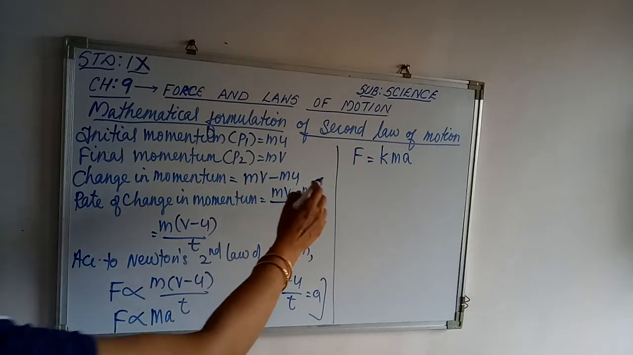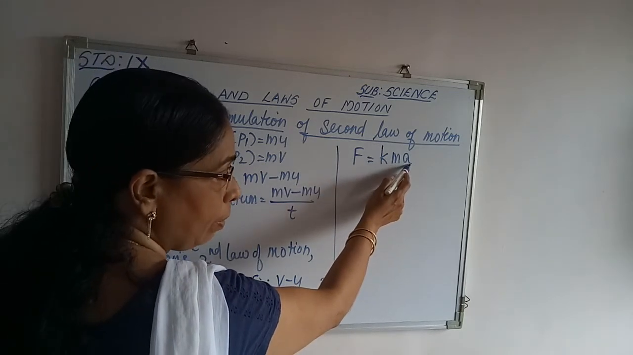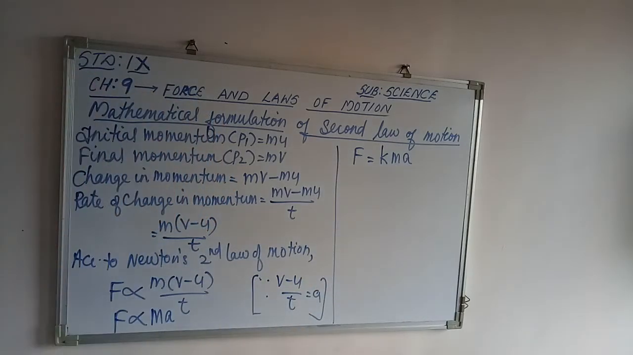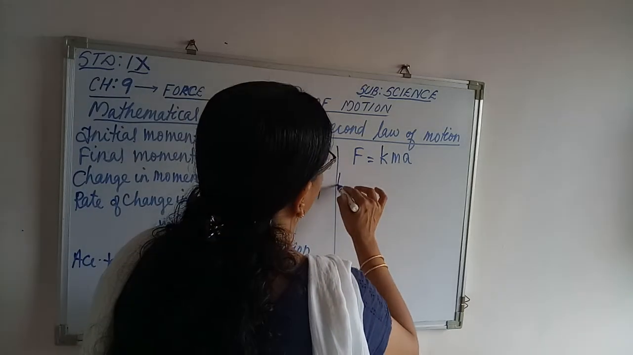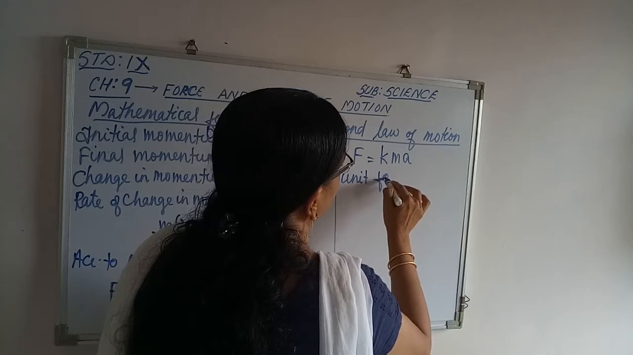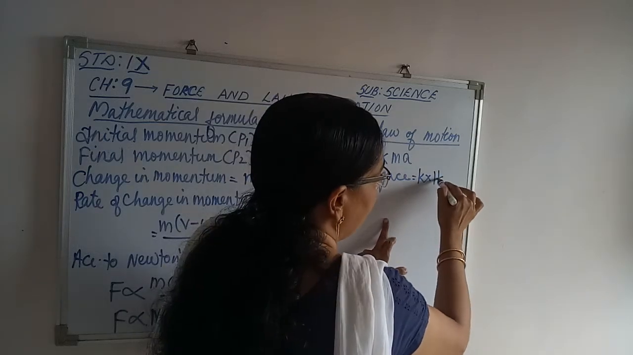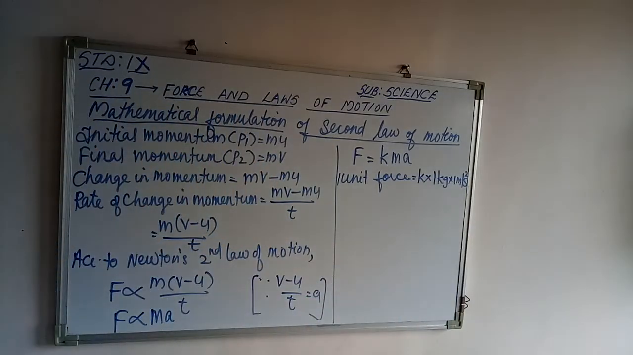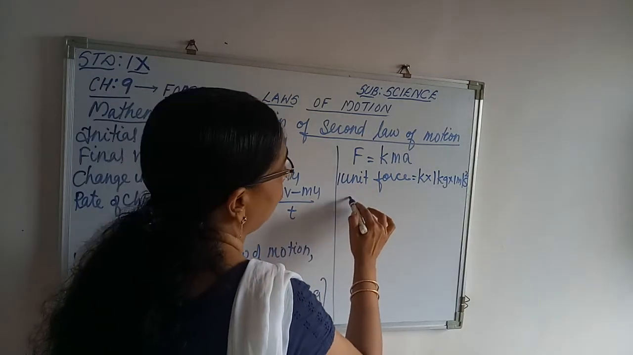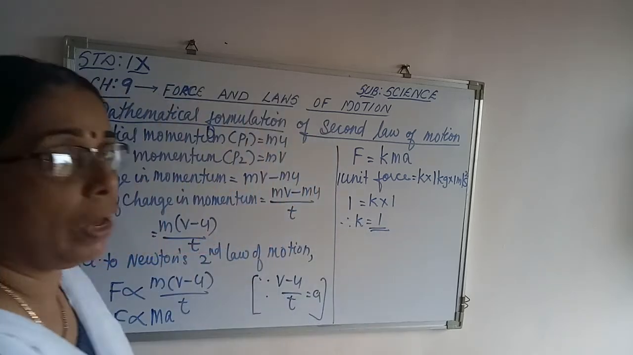So we can define one unit force. It is the force required to produce an acceleration of 1 meter per second square on an object of 1 kilogram mass. So we can write one unit force is k into 1 kilogram multiplied by 1 meter per second square. Then what value will you get for k? That is 1 is equal to k into 1. Therefore k we will get as 1.